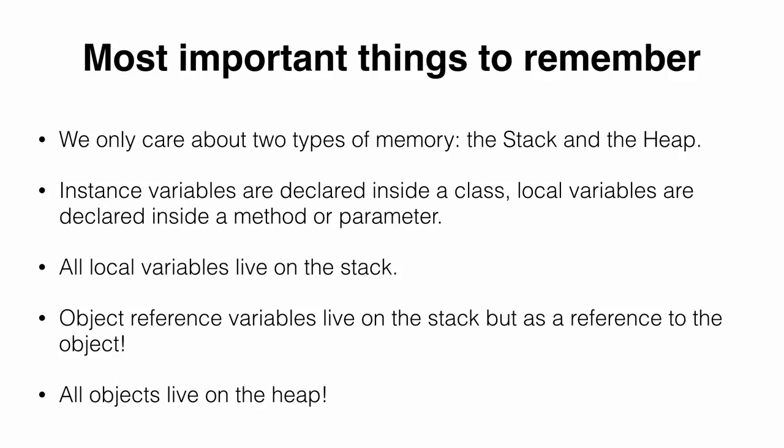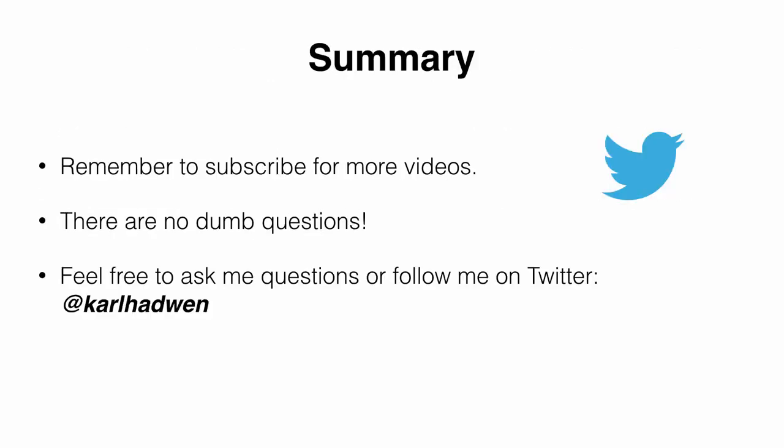The most important thing to remember for this particular stack and heap video is that we only care about 2 types of memory in Java, the stack and the heap. Instance variables are declared inside a class. Local variables are declared inside a method or as a parameter. Object reference variables are also stored on the stack, but with a pointing reference to the heap. All local variables live on the stack. Object reference variables live on the stack as mentioned, but as a reference to that particular object. That is very important, try and remember that. All objects live on the heap.